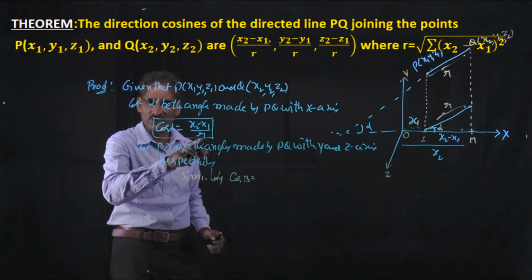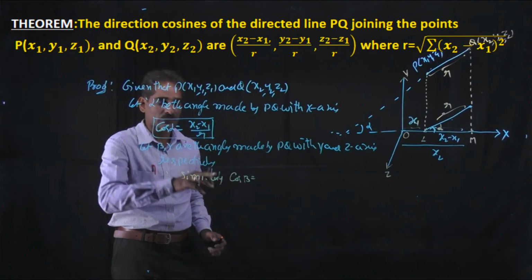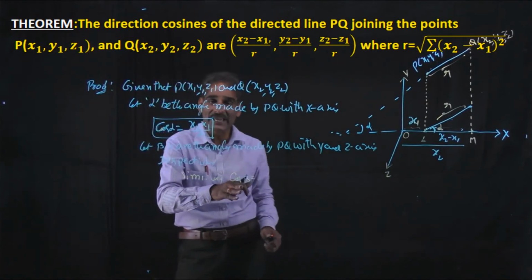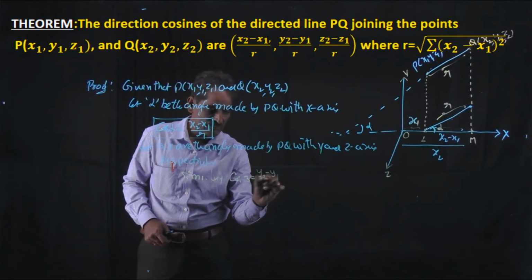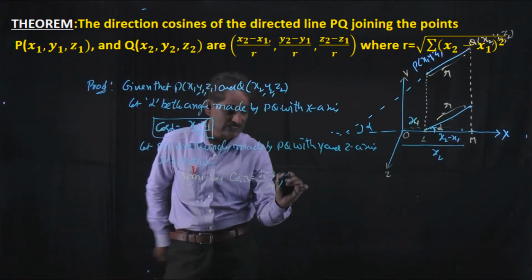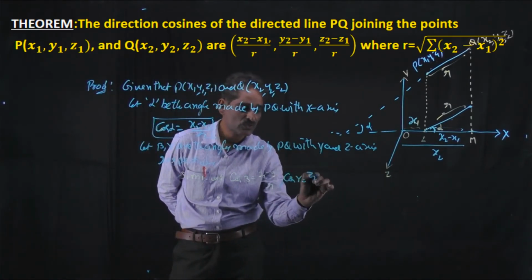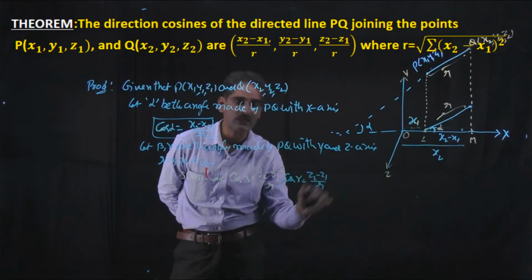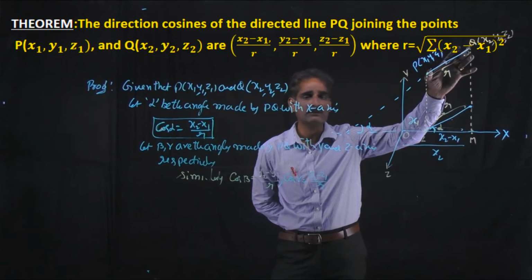R is a constant or fixed value. With the x-axis it means x2 minus x1. Here beta is the angle made with the y-axis. So here we will get y2 minus y1 by r, and cos gamma with the z-axis is z2 minus z1 by r, where r is nothing but the length between P and Q.